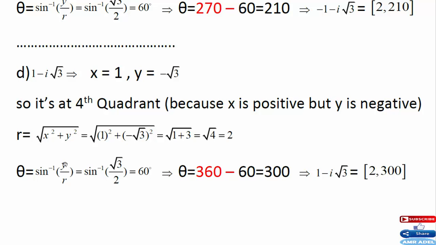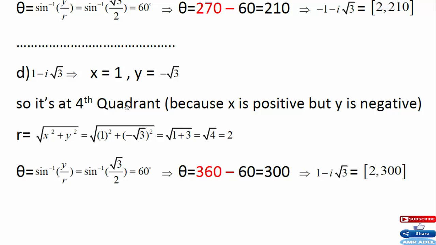Now give me your attention here. The angle is sine inverse of the imaginary part, without taking the sign. Again, write the number without the sign, which is root 3 over 2. Sine inverse is 60. Now focus. When we have the fourth quadrant, you should subtract: 360 minus the angle that you have found, which is 300. Okay, how can I know my answer is correct?